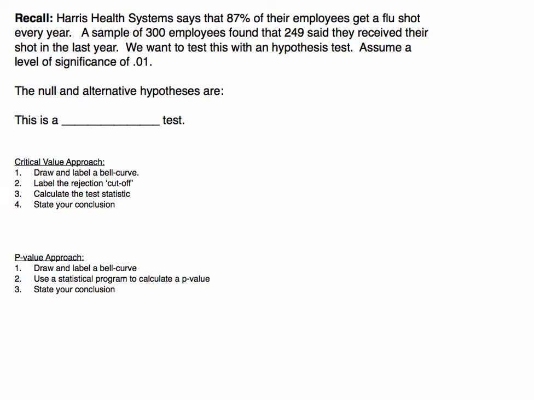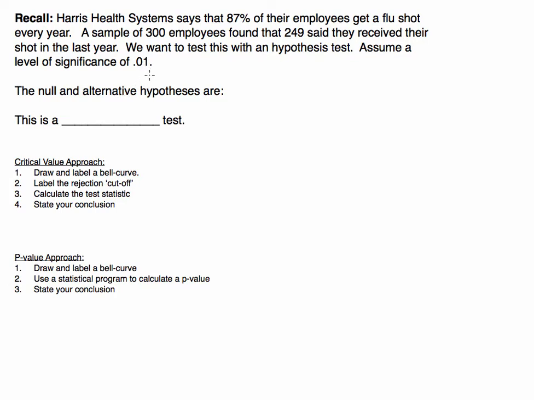We are now ready to solve this problem with a hypothesis test. Harris Health Systems, remember, claimed that 87% of their employees get a flu shot. We took a sample of 300 and found that 249 said they received their flu shot. We want to test this with a hypothesis test, and we're going to assume a level of significance of 0.01.